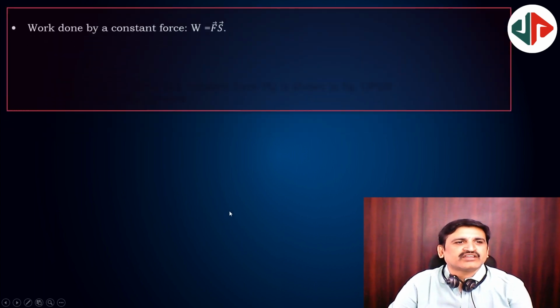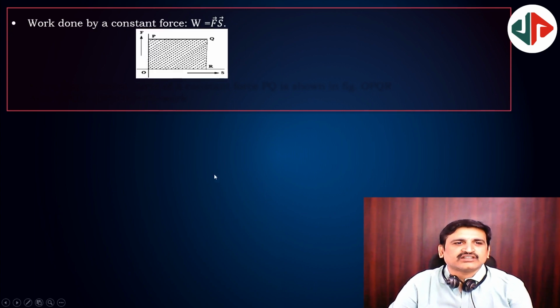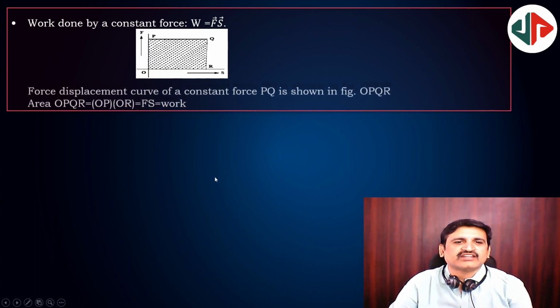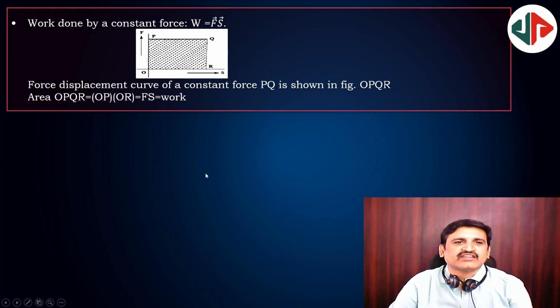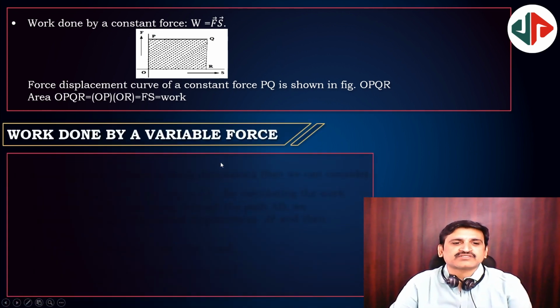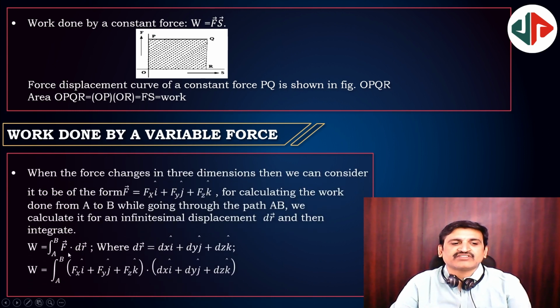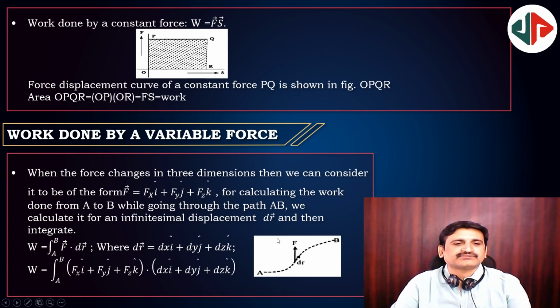Next one, work done by a constant force is Fs. So this is the graph that you are going to have. F bar dot s bar indicates Fs cos theta. If the force is not constant, then you need to go for integration. That's what I want to discuss here. Next, work done by a variable force is the integral of F dot dr. If it is a variable force, you need to integrate. If it is a constant force, you can directly multiply.